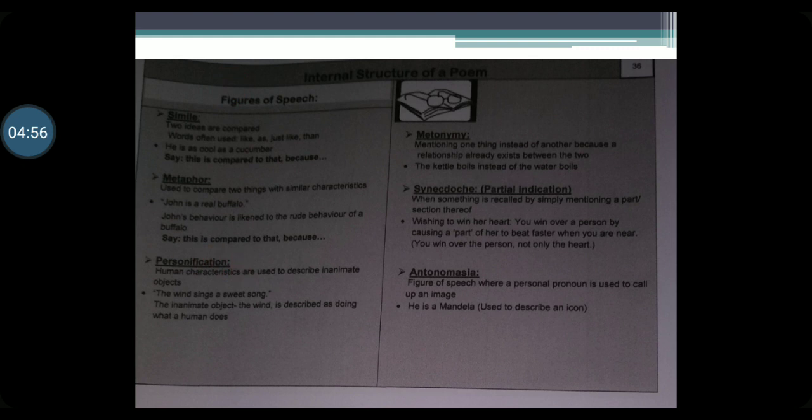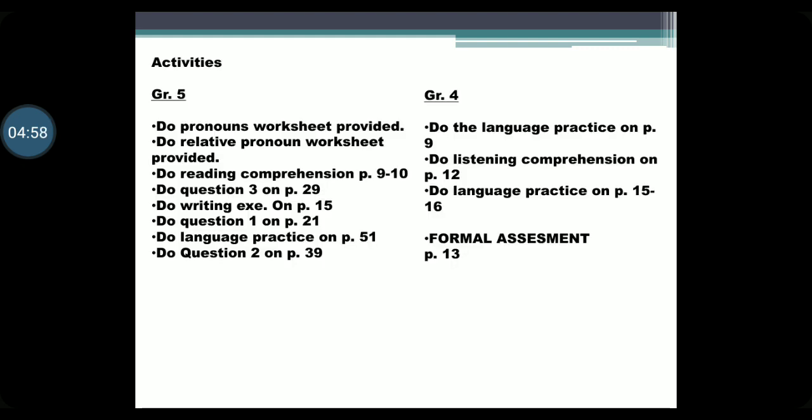Okay. Then these are your activities. Remember, you have a couple of worksheets provided, which means they are in your black file. And if you have any other questions, feel free to ask me at any time.